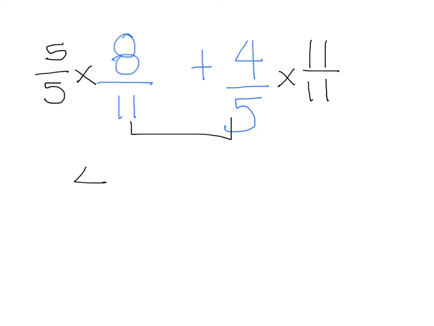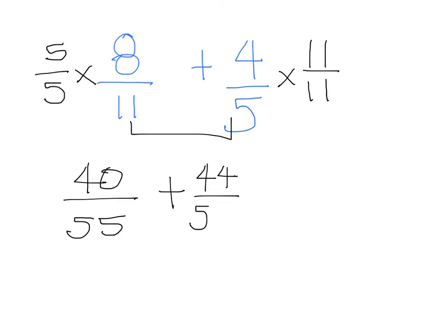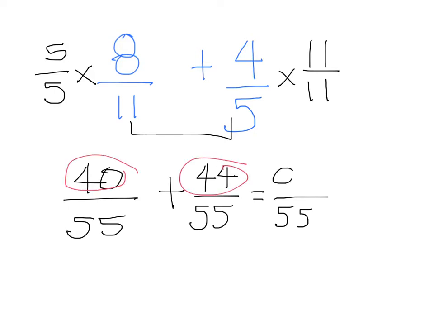So 8 times 5 is 40 over 55 plus 4 times 11 is 44 over 55, which is going to give us a denominator still of 55. We're just adding the two top numbers. So that would give us 84.